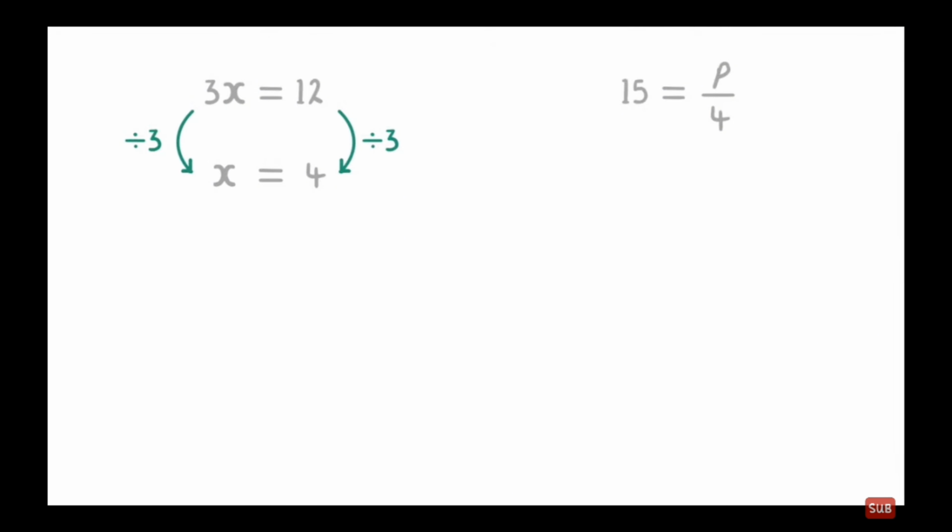For this next one, we're told that 15 is equal to p divided by 4. So to get the p by itself, we're going to have to do the opposite and multiply both sides by 4. 15 times 4 is 60. And on the right, the divide by 4 and the multiply by 4 will cancel out. So we're left with 60 equals p.